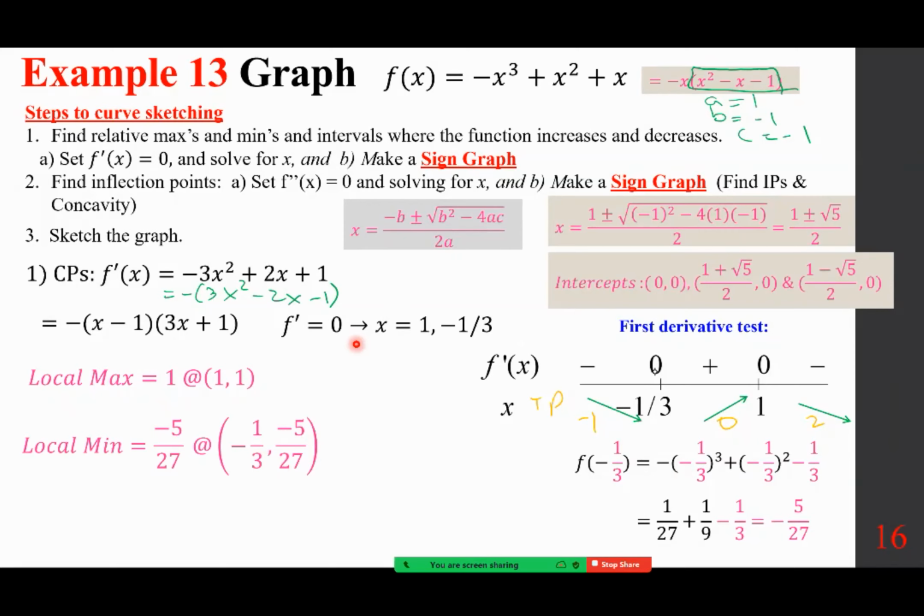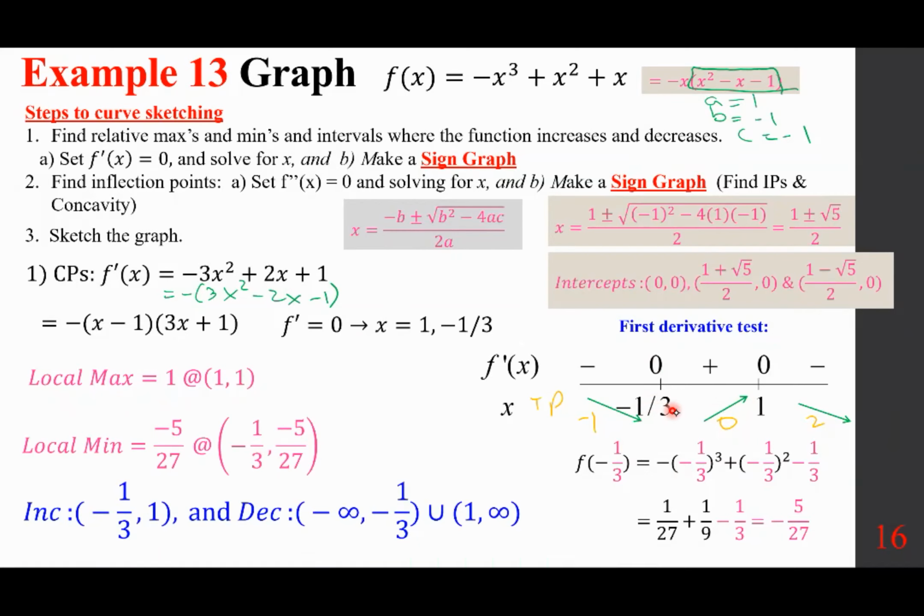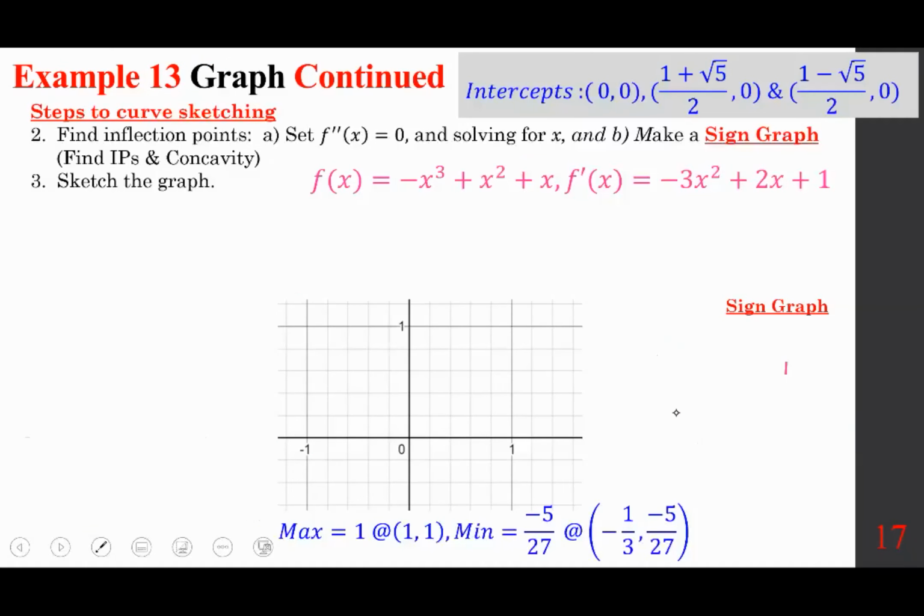Again, I mentioned it's increasing from -1/3 to 1 and decreasing otherwise. So the first derivative test gives us a lot of information. It gives us intervals of increasing, decreasing, local extrema. The next step is to find the inflection points. That means we have to find f double prime and set it equal to 0. We already know what our intercepts, max and min, f of x, f prime of x are.